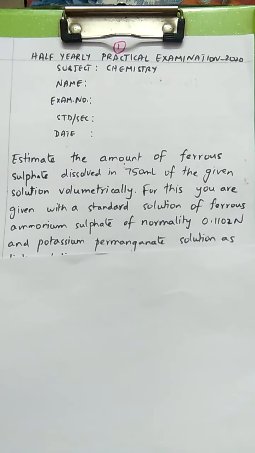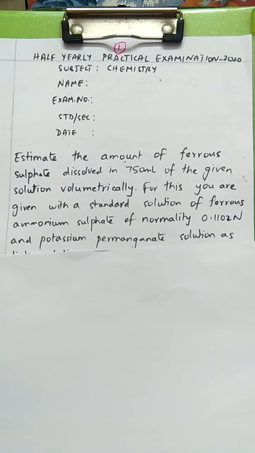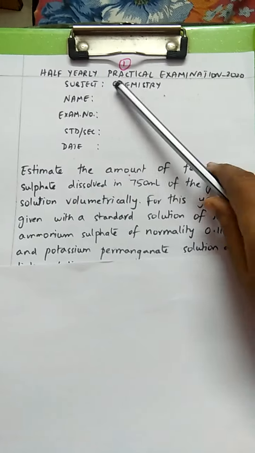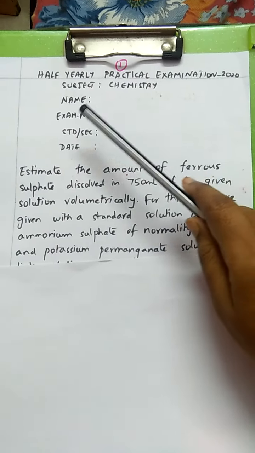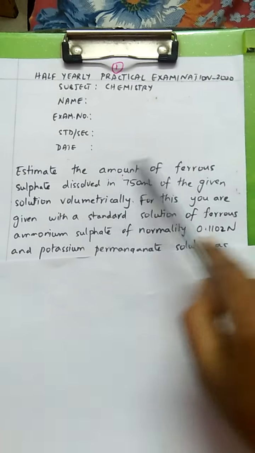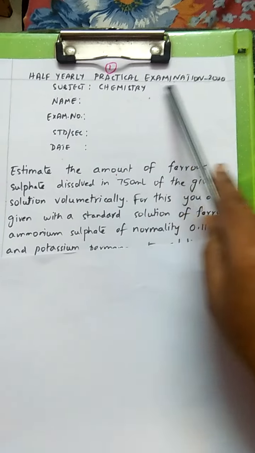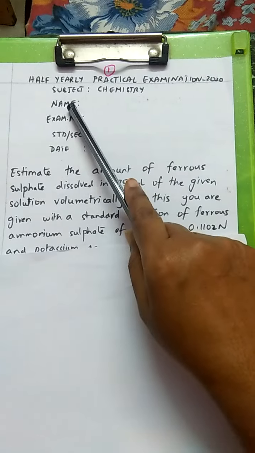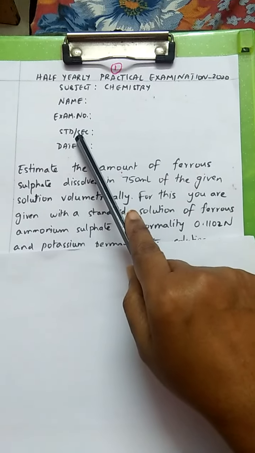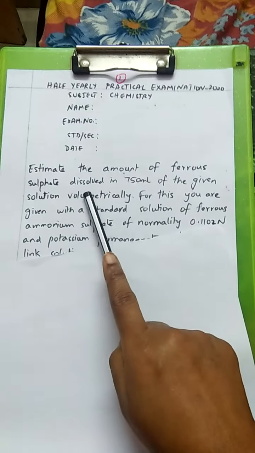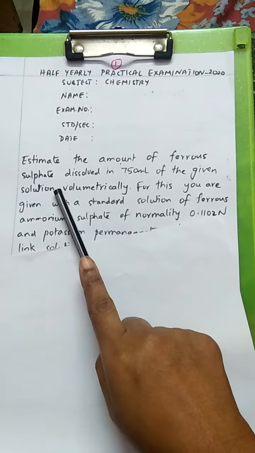Dear students, we are going to have the revision for half-yearly practical examination. So I've already told you, you have to write the details in the first page like this. Half-yearly practical examination 2020 and subject chemistry, name, exam number, standard and section and date. The question should be written on the first page.